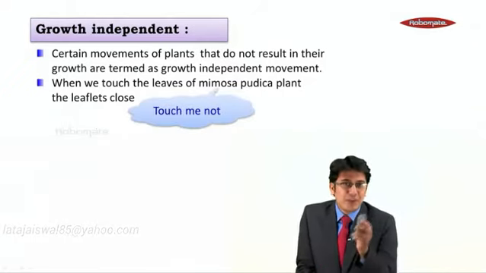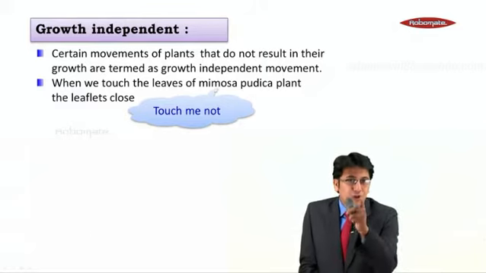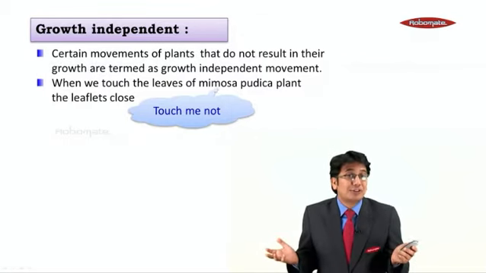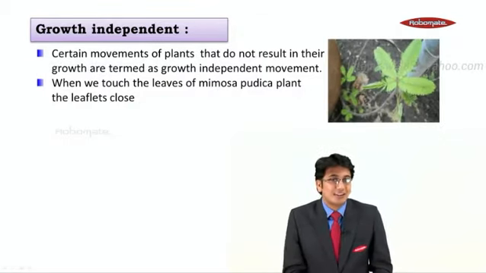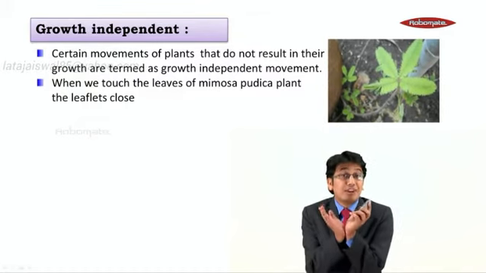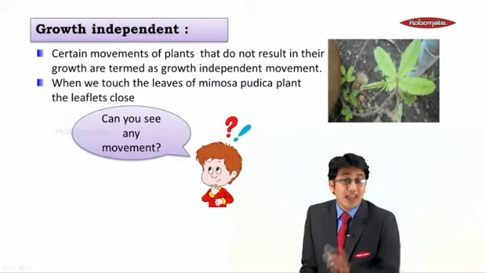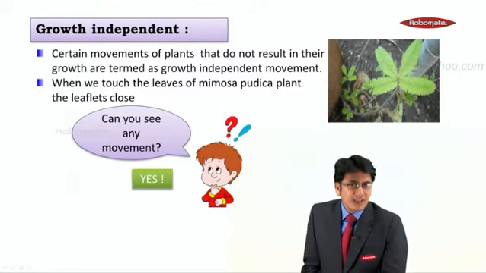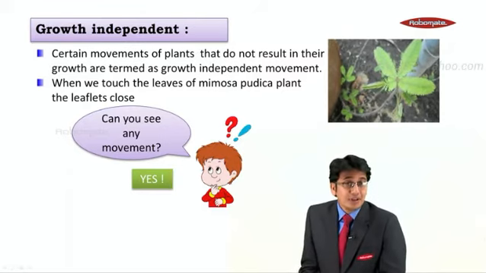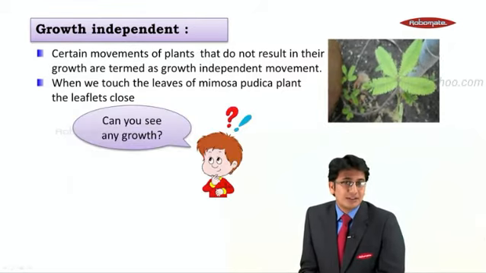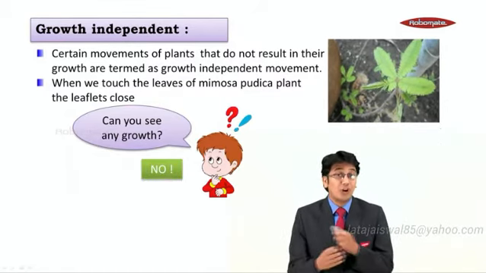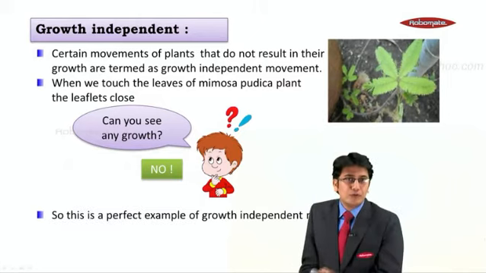Mimosa pudica is a very famous plant, and I think most of you have touched this plant, whose name is Touch Me Not. As soon as you touch the leaves of this plant, the leaflets close. So can you see any movement? Yes, the leaflets are closing, the movement is happening. But can you see any growth? No, not at all. There is no growth, only movement.